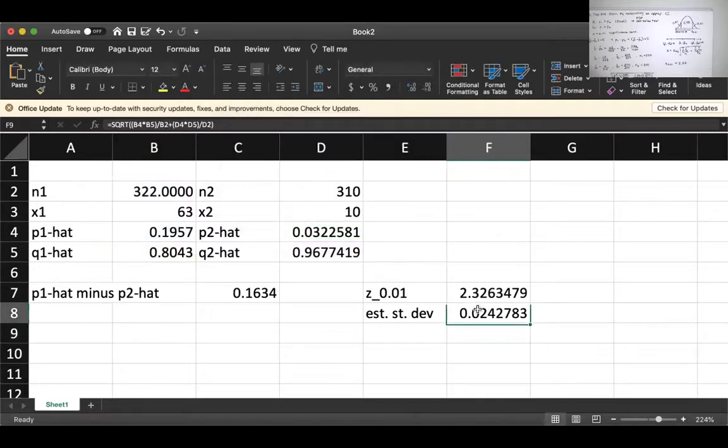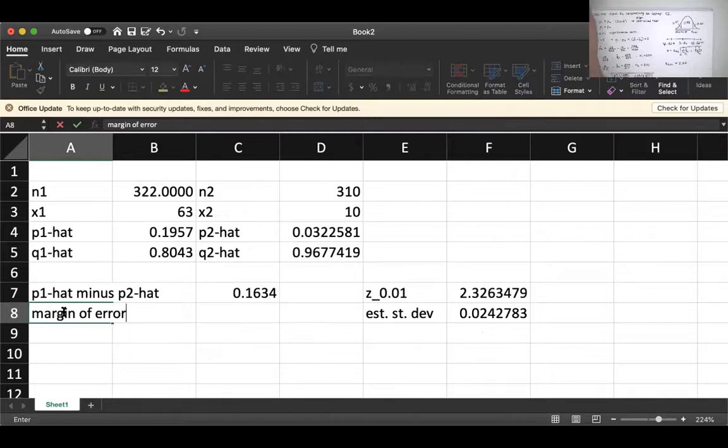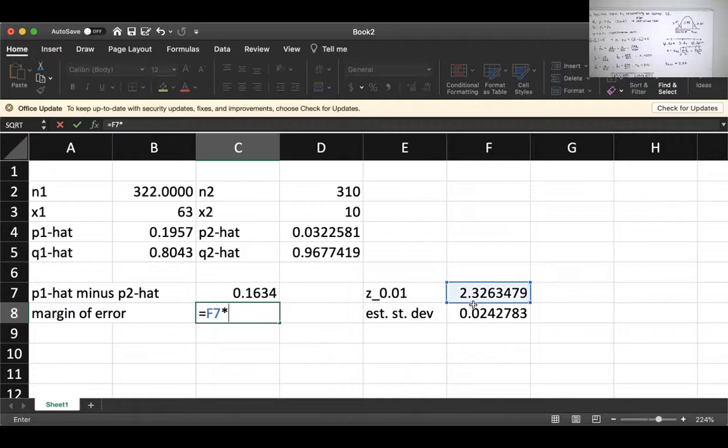Okay, I guess it found a typo in there for me. There was a missing parenthesis somewhere. And so yes, that is my estimated standard deviation. And I want to take that and multiply it by this z-score in order to get the error. Not error, but the margin of error. So this is this times this value.